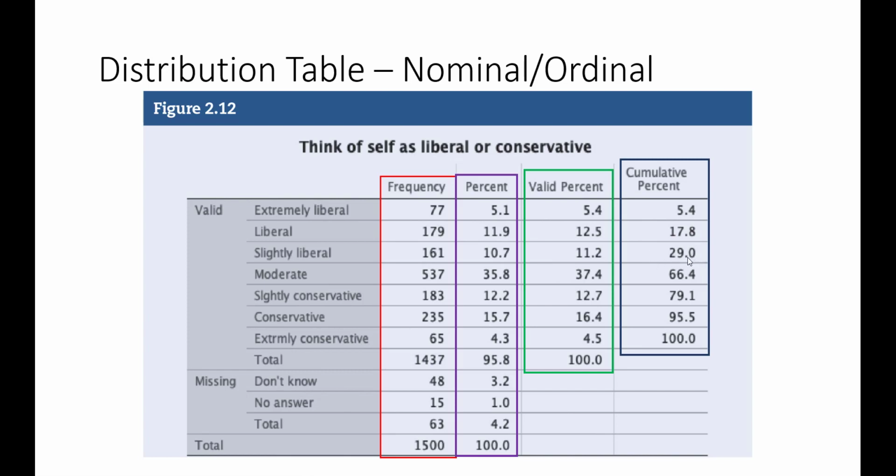So that 29.0% includes the categories of extremely liberal, and slightly liberal. And so you could say that this category is 29% of people said that they were liberal in some fashion. And so we can make that sort of claim. 66.4% said they were moderate or liberal, and so on and so forth. And so this cumulative percentage is that category plus all the categories that came before it.